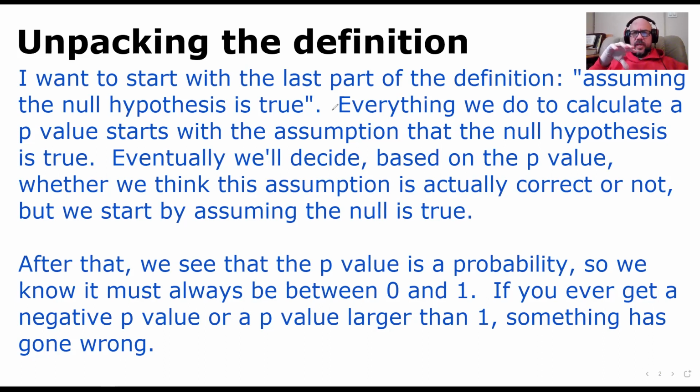So everything we do to calculate a p-value starts with the assumption that our null hypothesis is true. Now, we'll eventually decide, based on how big the p-value is, whether we think that assumption is correct or not, but that's the assumption that we make to start. We do that for a variety of reasons. One of them is that we need to do it. We need something to base our probability on. And so we would have to assume that either the null hypothesis is true or the alternative is true. We choose to do the null being true, which you'll see why when we go a little bit further.